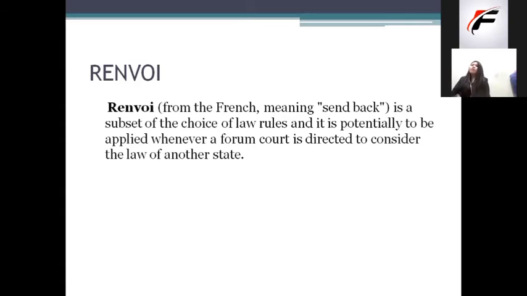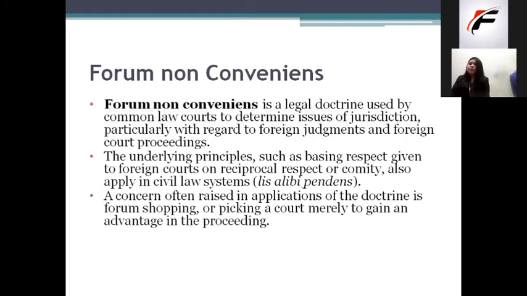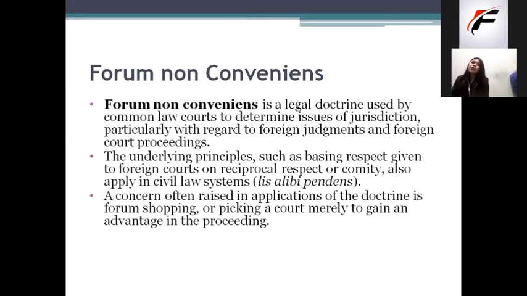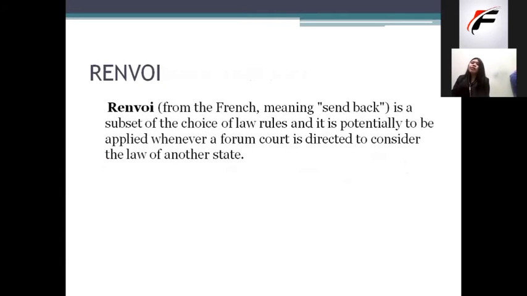So after they decide the forum is non-conveniens, the court will send the case back to another state that is appropriate to handle the case. They're going to renvoi it, send back. It means send back.